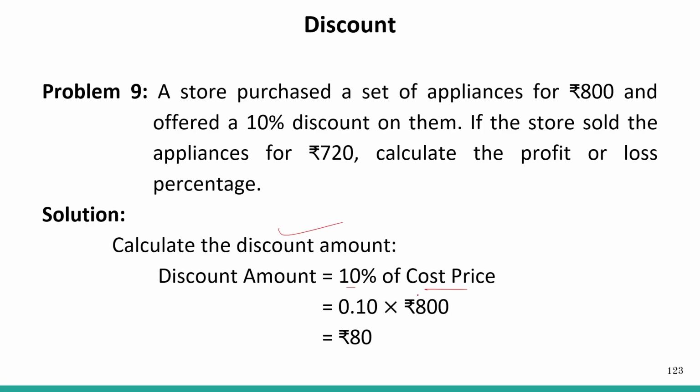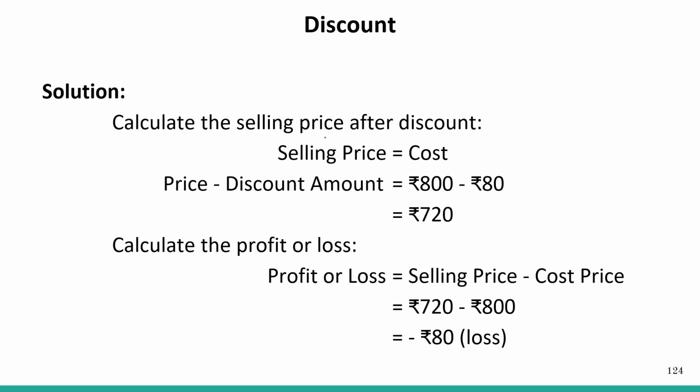So 0.10 of cost price is equal to 0.10 into 800, which is equal to 80 rupees. So calculating the selling price: 800 minus 80, because it is price minus discount amount. So 720 is the final amount at which it was sold. So calculating the profit or loss. Profit or loss is equal to selling price minus cost price. 720 minus 800 is equal to minus 80. That is equal to loss.